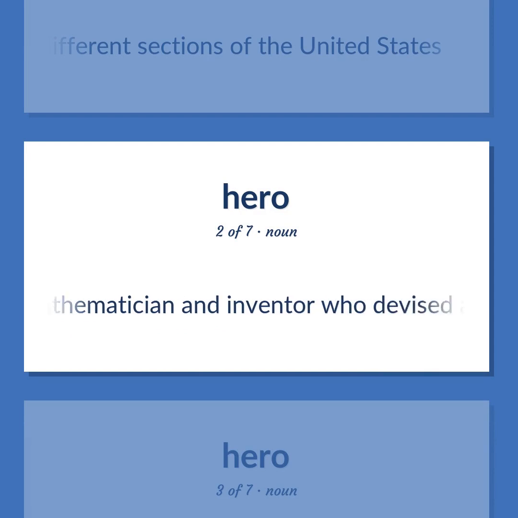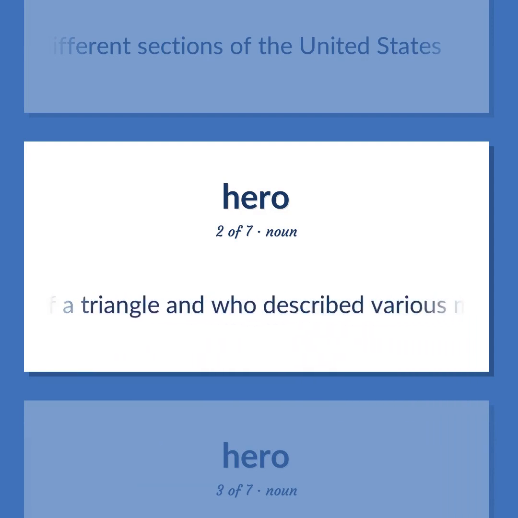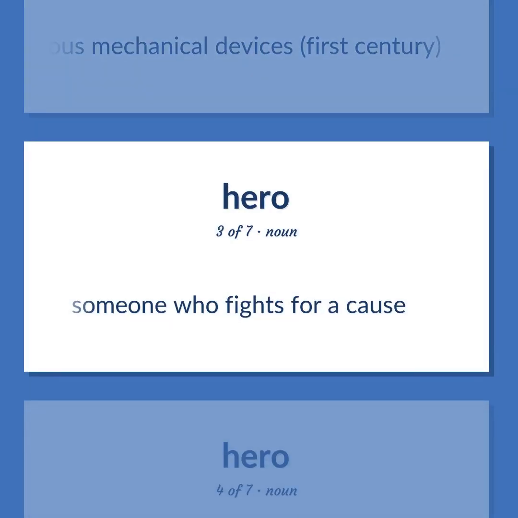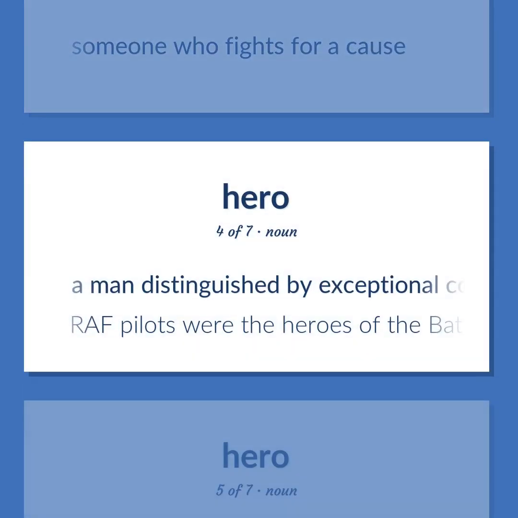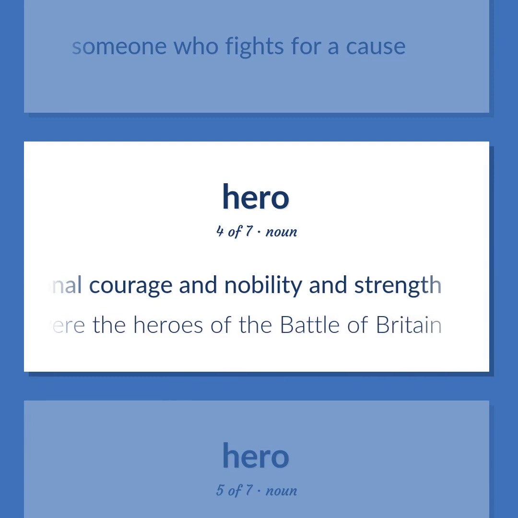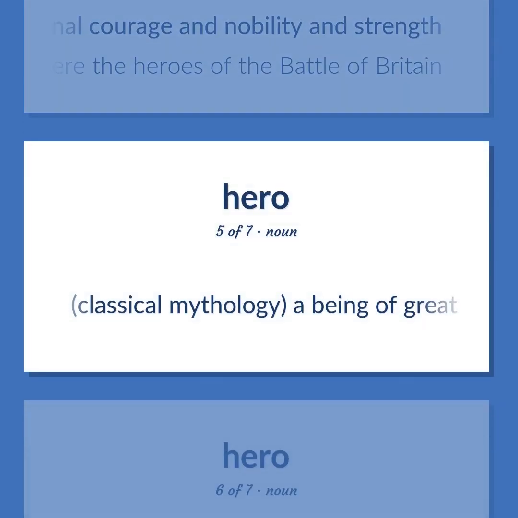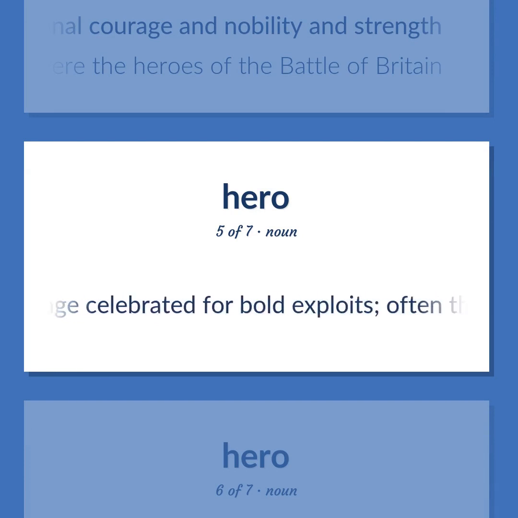Greek mathematician and inventor who devised a way to determine the area of a triangle and who described various mechanical devices, 1st century. Someone who fights for a cause. A man distinguished by exceptional courage and nobility and strength. RAF pilots were the heroes of the Battle of Britain. Classical mythology. A being of great strength and courage celebrated for bold exploits, often the offspring of a mortal and a god.